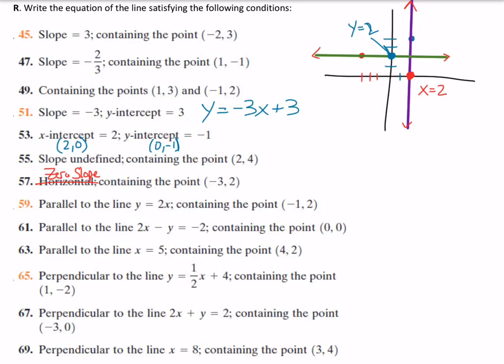So whenever you see undefined or zero slope, just remember what your mouth does. Undefined goes straight up and down, and you look where it crosses the axes. For the purple line, the undefined slope, it crosses at x equals 2. For a zero slope or horizontal slope, it crosses at y equals 2, and that is the equation of the line. It's as simple as that. And that's how you work with those special cases where the slope is undefined or it's a zero slope.